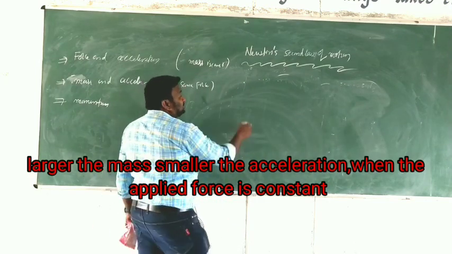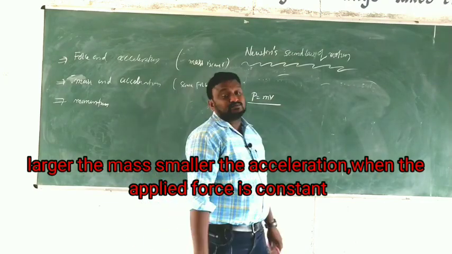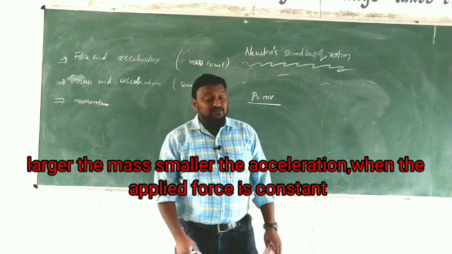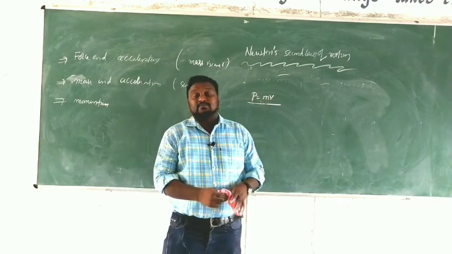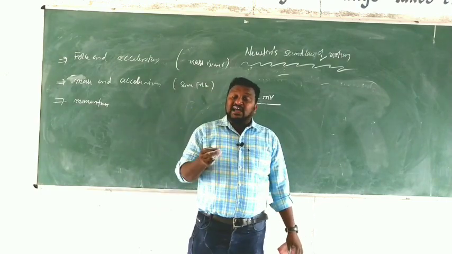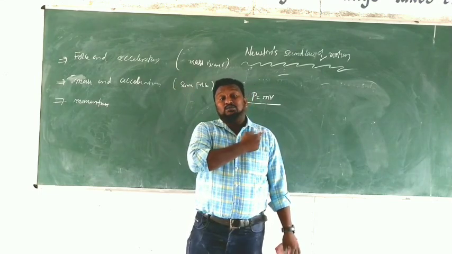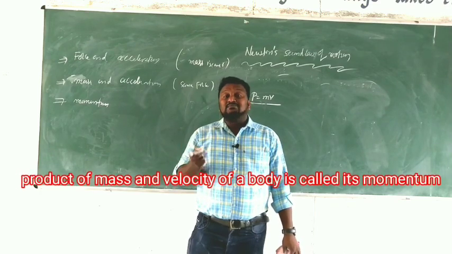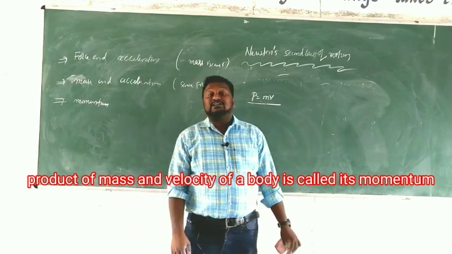Momentum, P equals M into V. Momentum is the product of mass and velocity. The product of mass and velocity is called the momentum of the body. So the body has mass and experiences some velocity, and the product of these two is what we call momentum. If any body has momentum, it must have some mass and velocity.